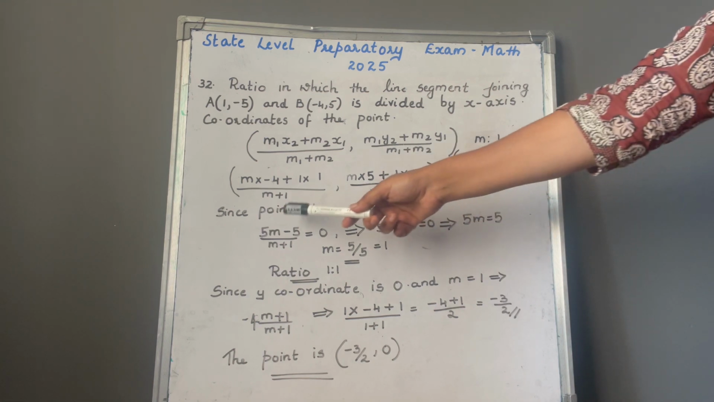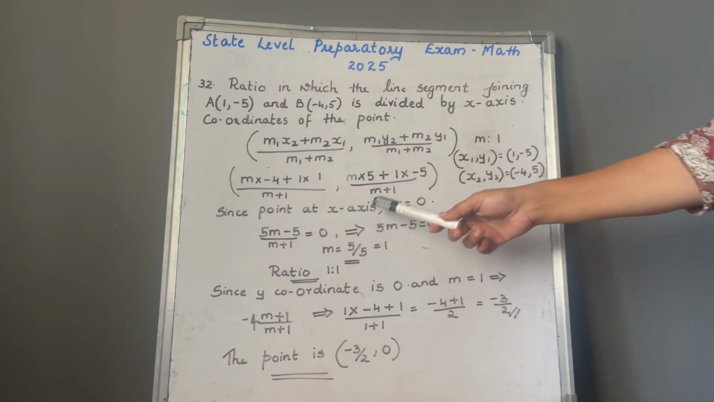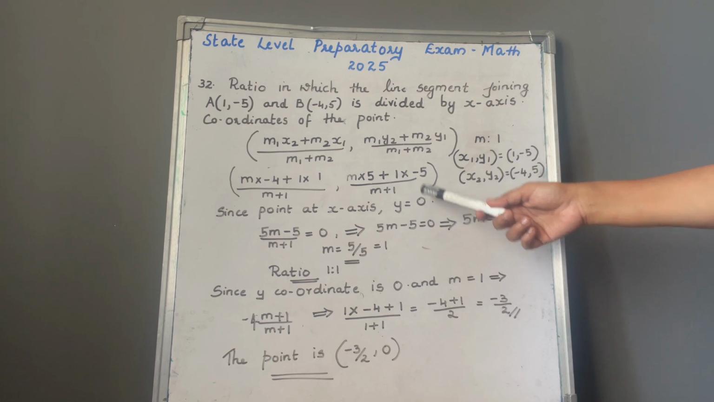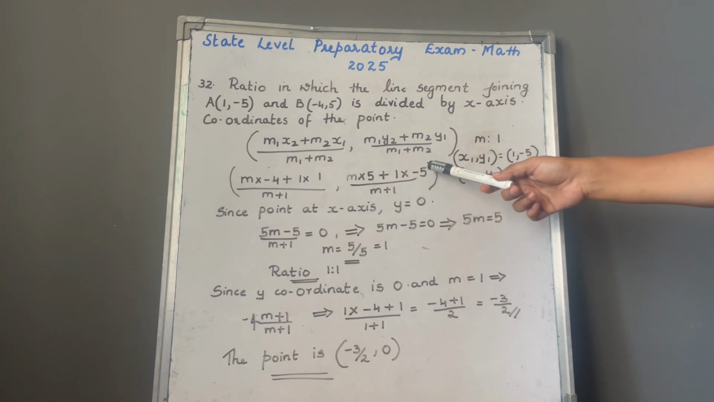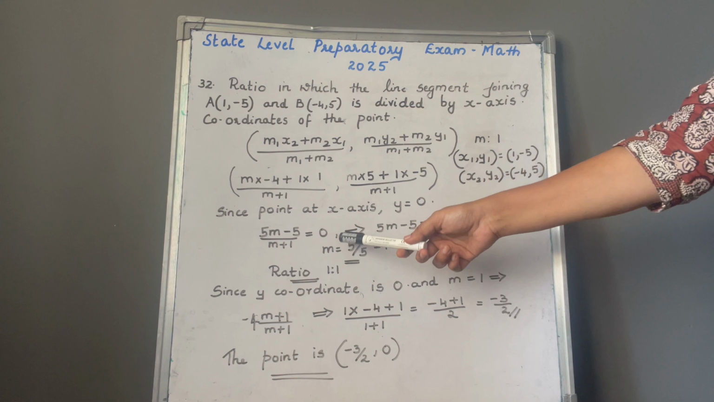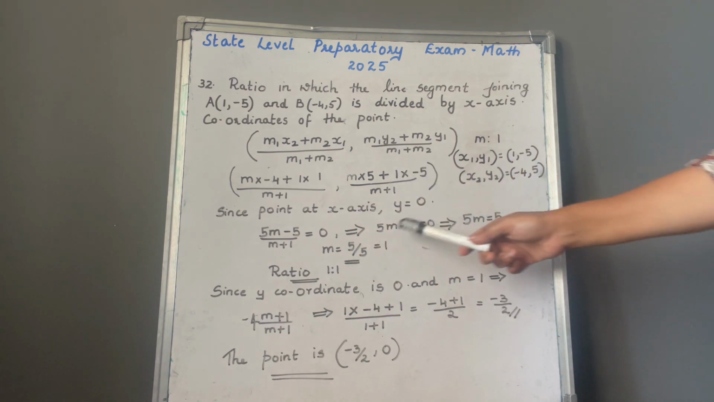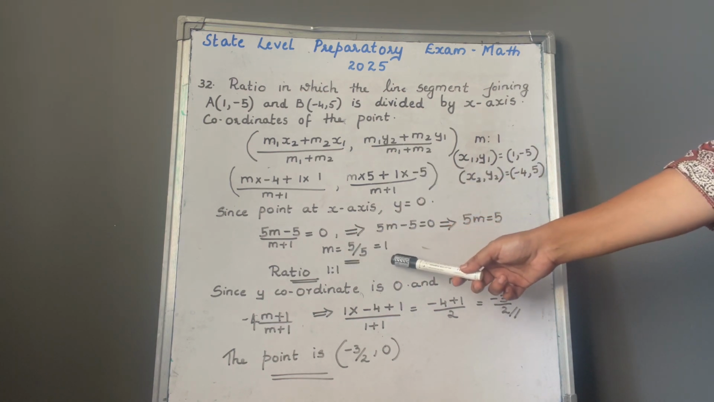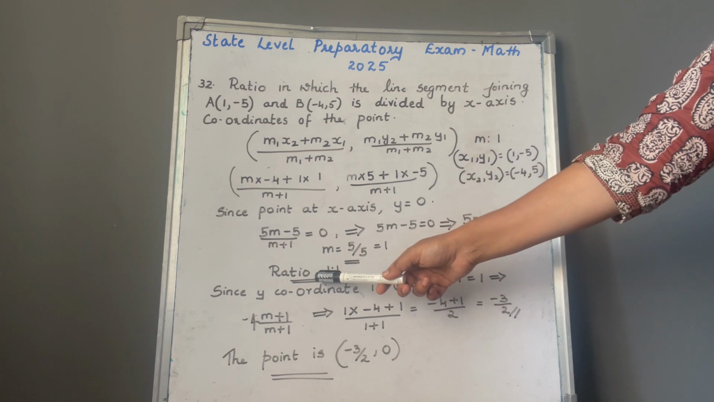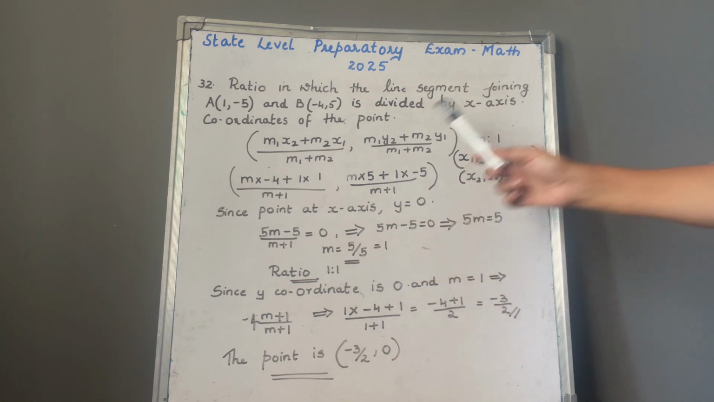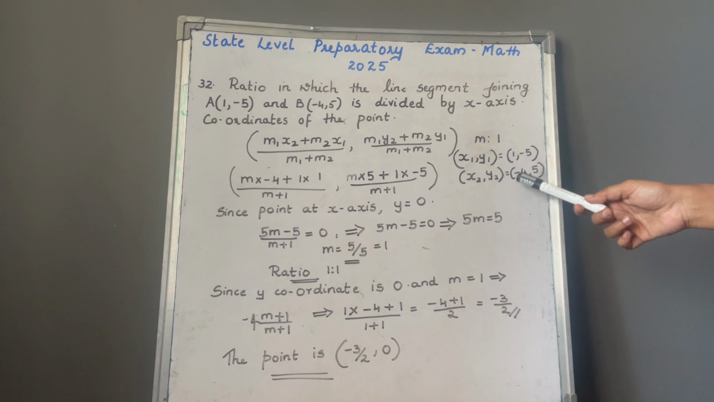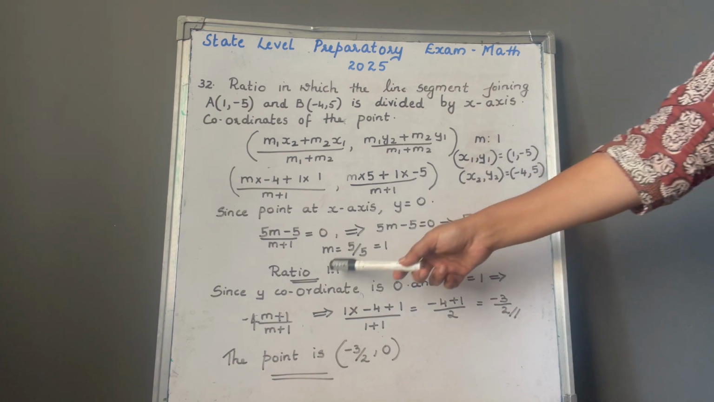Now, since the point is on the x-axis, the y coordinate is 0. So the y coordinate can be equated to 0. So we get m is equal to 1. So the ratio in which the point divides the line segment joining (1, -5) and (-4, 5) is 1 is to 1.